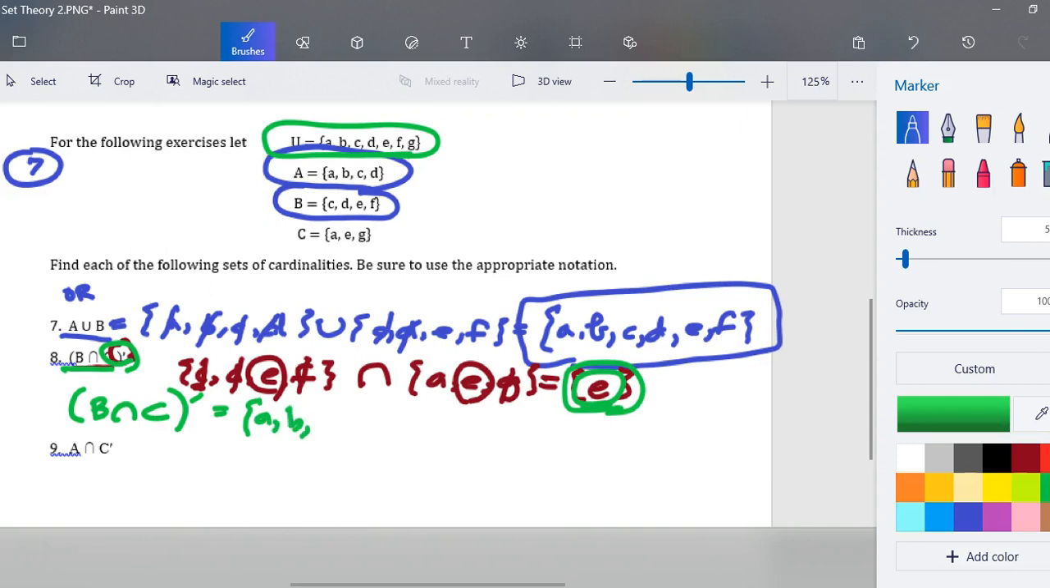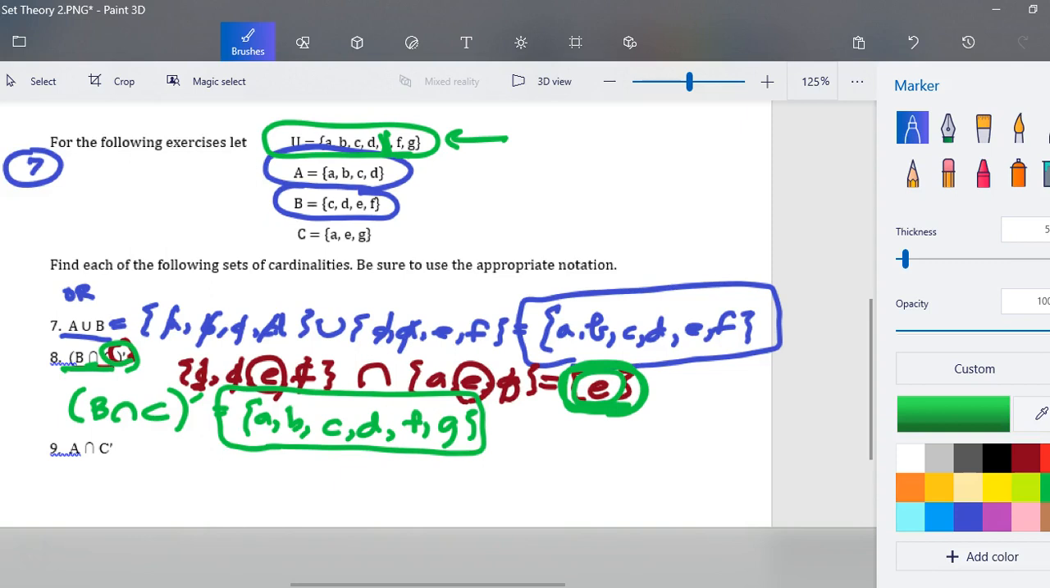B is not over there. C is not. D is not, but E is in what we just calculated. So it cannot go in the complement because it's in the universe, but it's also in the set we just found. F is in the universe, but not in that set. And so our final answer for number 8 is this set right here. We first found the intersection, and after we found the intersection, we got only E in our set. And then we had to go look at the universe, and our final answer, which is for the complement, is everything that's in the universe, but not in this set we just found.